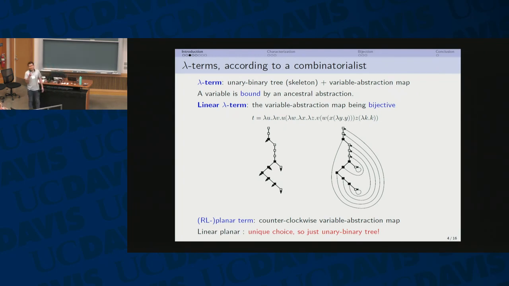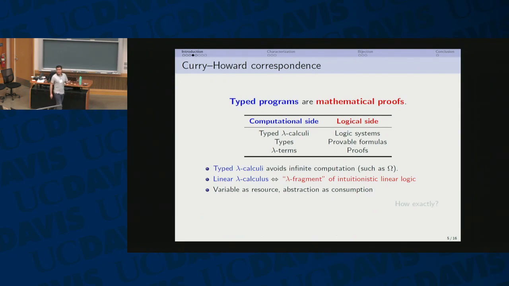If we consider terms that are linear and planar, then in fact, for the association between variables and abstractions, there is only one way to do that. So for these terms, instead of looking at the whole diagram, which would be a graph, we only need to look at the skeleton, which is a tree. That's much simpler, of course, I think. But then you may ask me, well, this looks too simple. Why are you interested in this? I have a very logical reason, because it's related to logic.